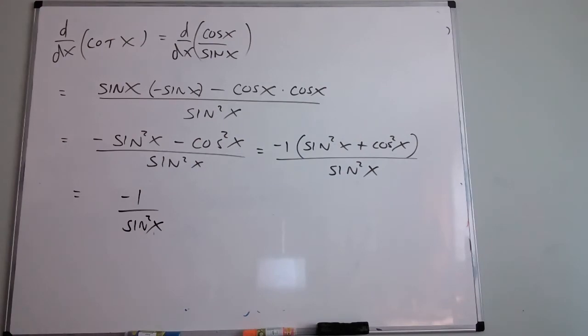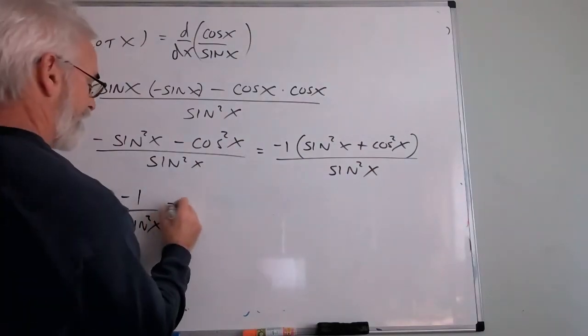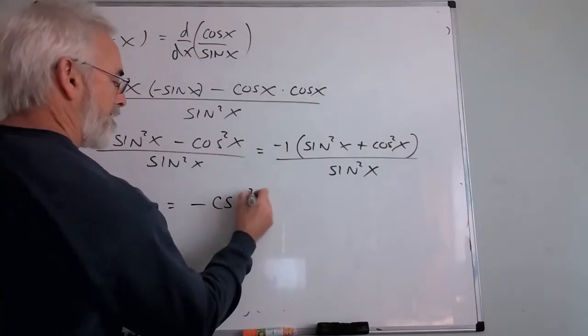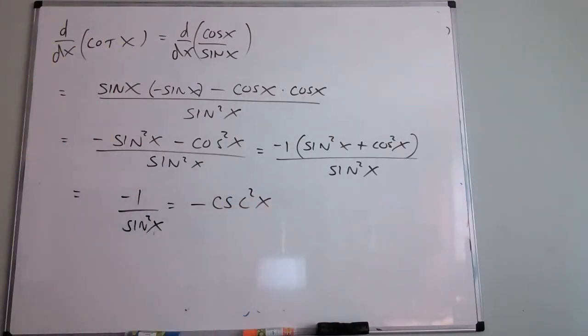The reciprocal of the sine function is the cosecant. So this answer is negative cosecant squared. The derivative of the cotangent function is the negative of the cosecant squared.